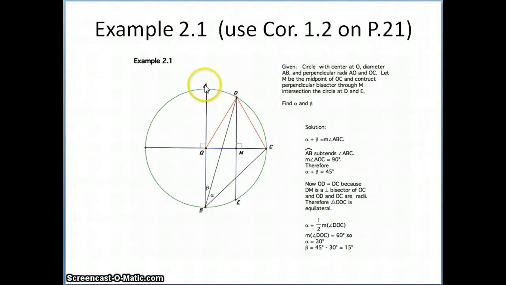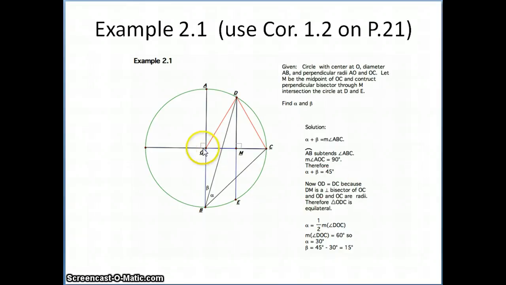By theorem 2.2, we know ABC, the inscribed angle, is half of the measure of ADC, which is 90, half of it is 45. So that's how we proved ABC is 45 degrees, which means alpha plus beta is 45 degrees. And now we try to determine each of the angles, the measures.